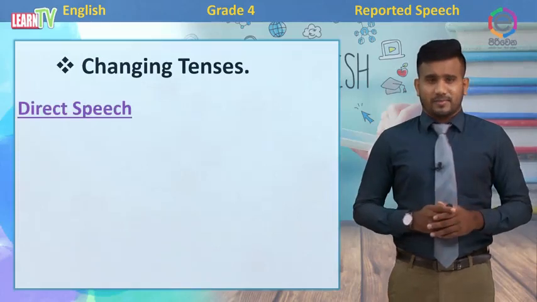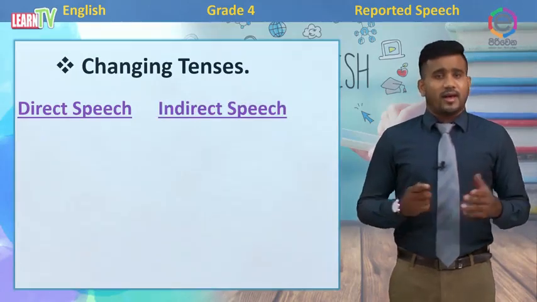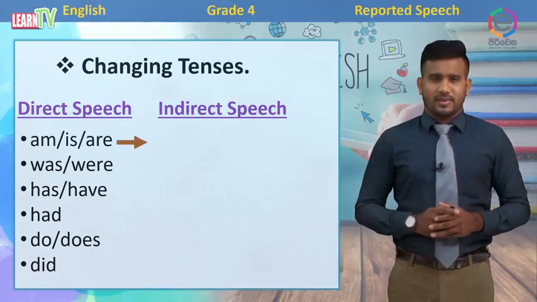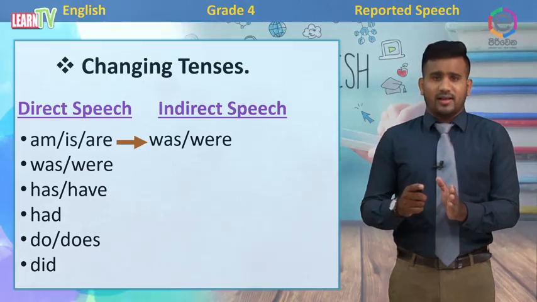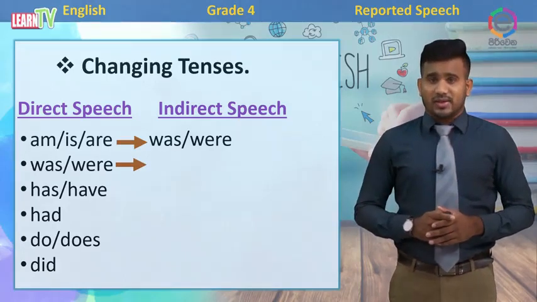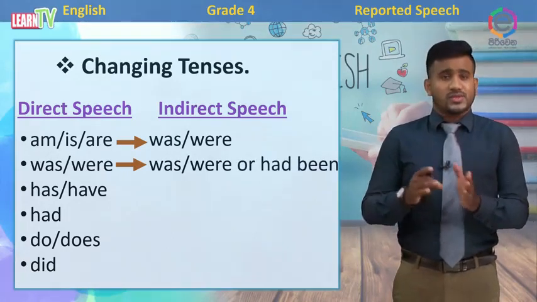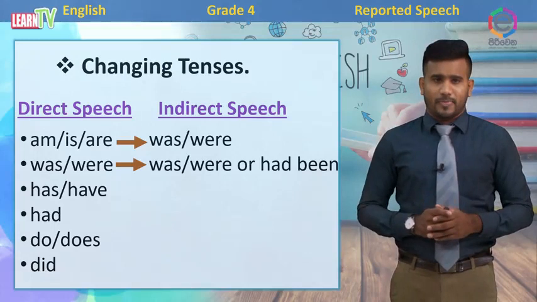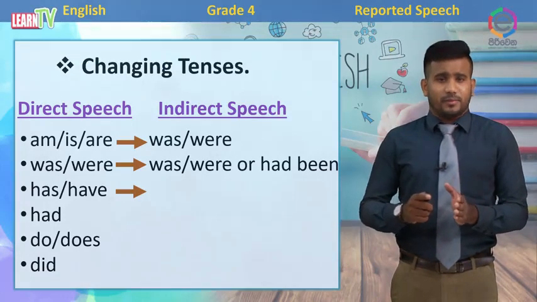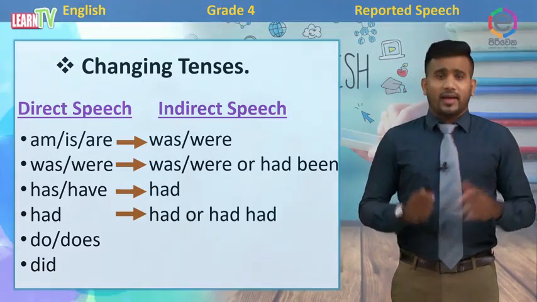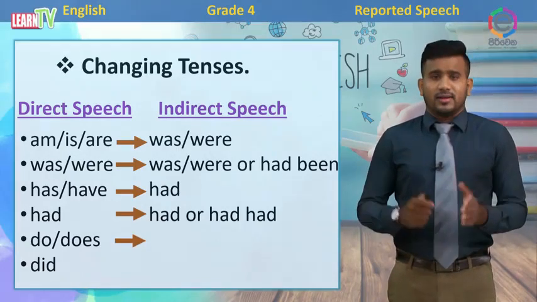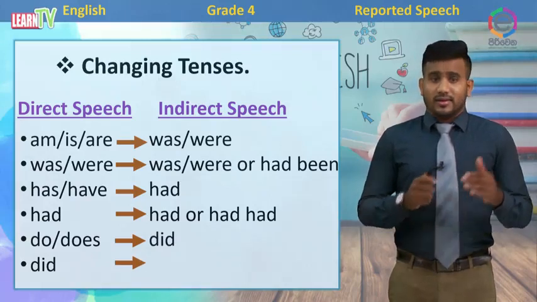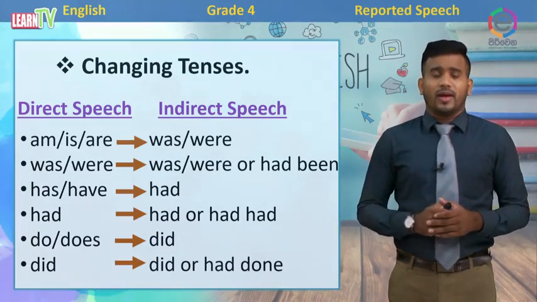Change in tenses, direct speech and indirect speech. Am, is, are in direct speech become was, were in indirect speech. Was, were or had been. Has, have become had. Do, does become did, or had done.